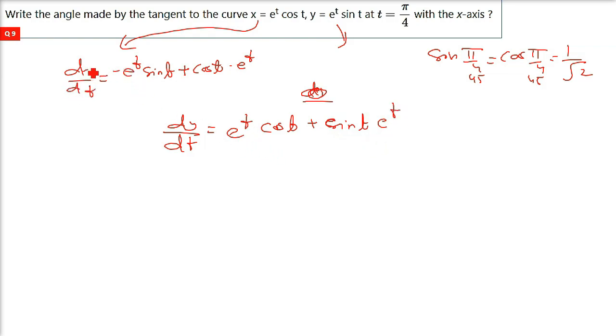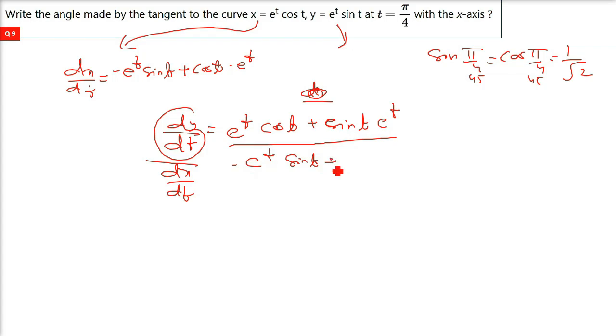And dy by dx will be found by dividing by dx by dt, meaning putting it in the denominator. So I am just putting this negative e raised t sin t plus cos t e raised t. Since e raised t is everywhere, just cancel it out, or you can say divide numerator and denominator by e raised t. So you will get cos t plus sin t divided by, because it is negative sin t plus cos t, I am writing it as cos t minus sin t.